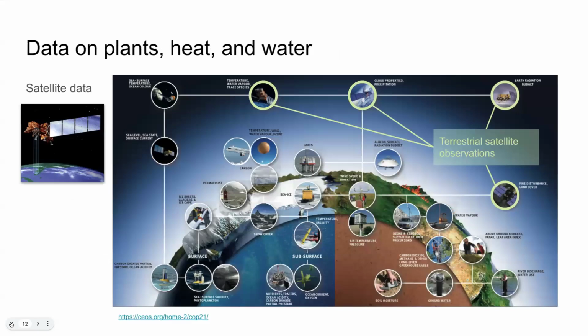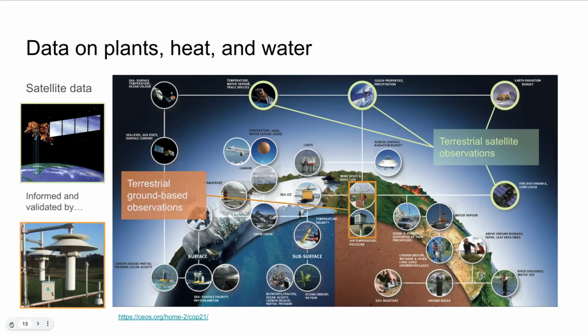Okay, the data that we're using, here we are focused primarily on satellite data. Data that comes from sensors aboard satellites in space circling the Earth. There are many, many different Earth observation data types. We are focused on these terrestrial satellite observations. There are ocean satellite observations too, but that's not what we're using here.